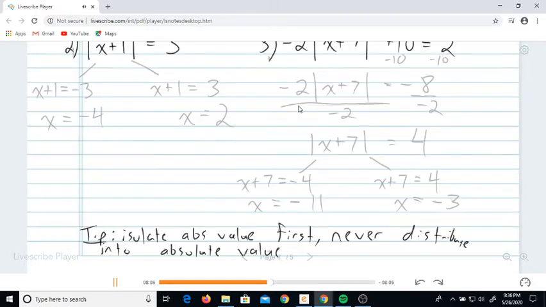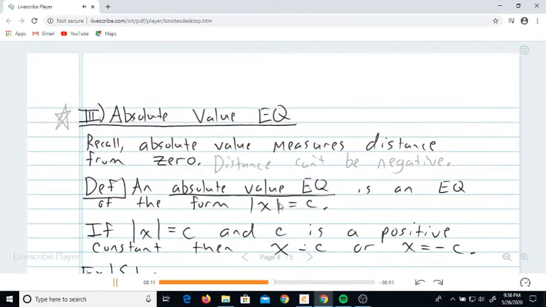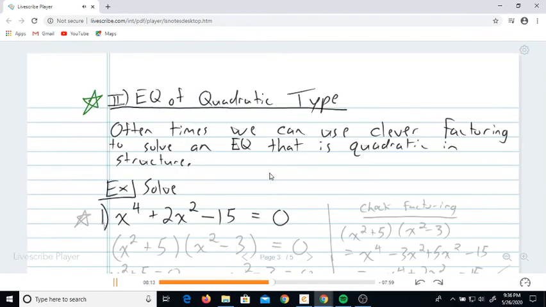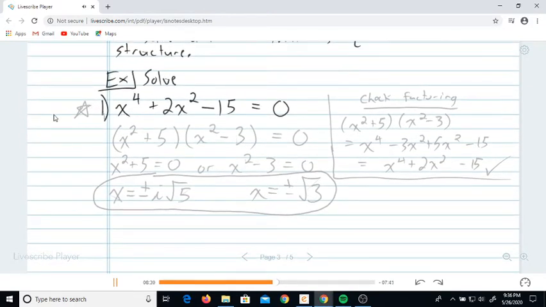All right, so that's enough with radical equations. Let's look at equations of quadratic type. An equation of quadratic type is an equation that is quadratic in structure, but isn't exactly quadratic. With an equation that's quadratic in structure, even if it isn't quadratic, we can treat it like a quadratic. So we can do some clever factoring or some substitution.